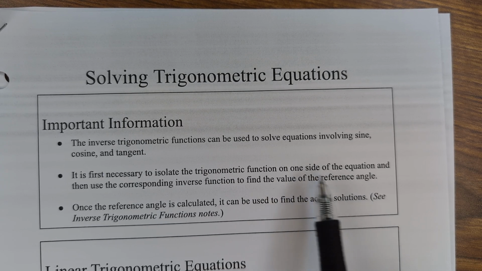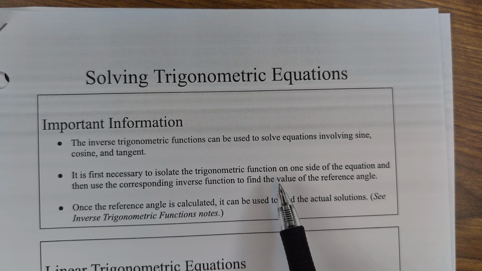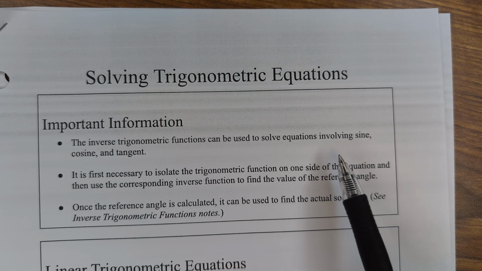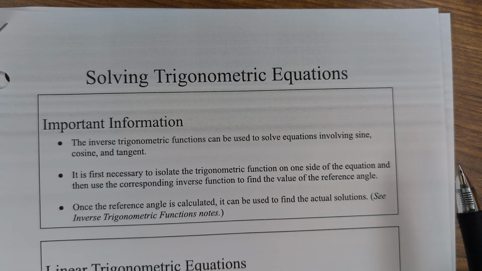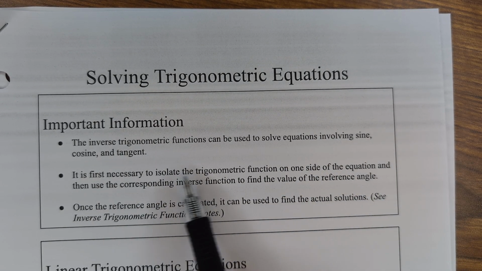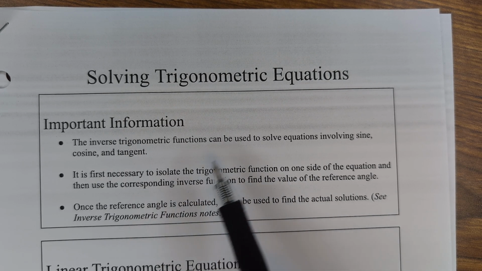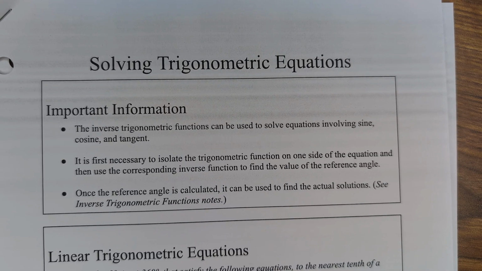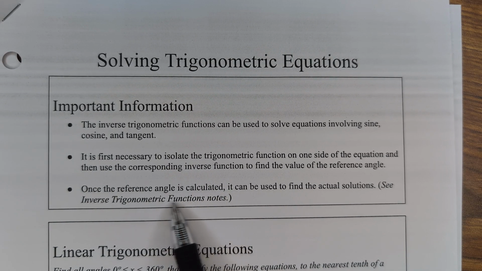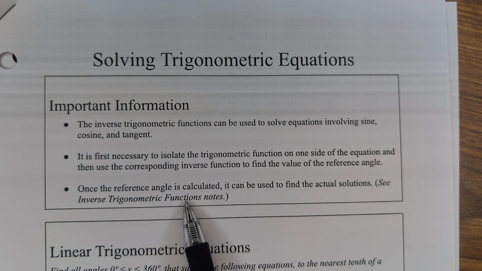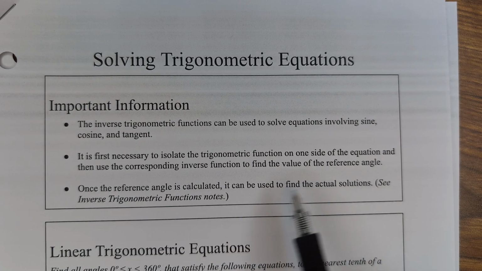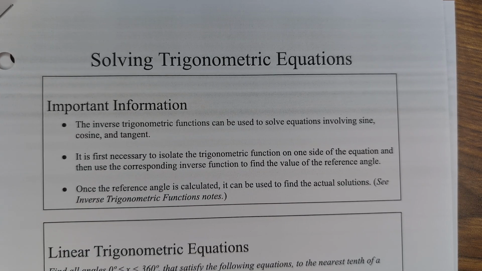So remember, inverses are just undo things, so multiplication and division. If I have 2 times x, the inverse is division, so I divide both sides by 2 to undo it. So the inverse sine, inverse cosine, inverse tangent undo the trig functions, essentially move it across the equal sign. And then we'll have to use stuff from the previous section, inverse trig function notes, to convert that reference angle back into the actual value.